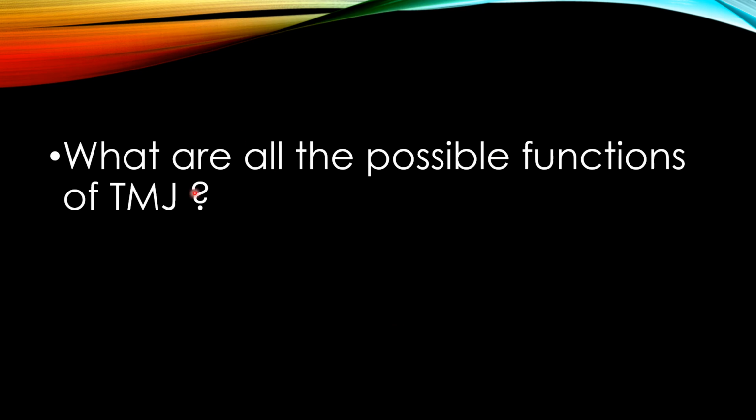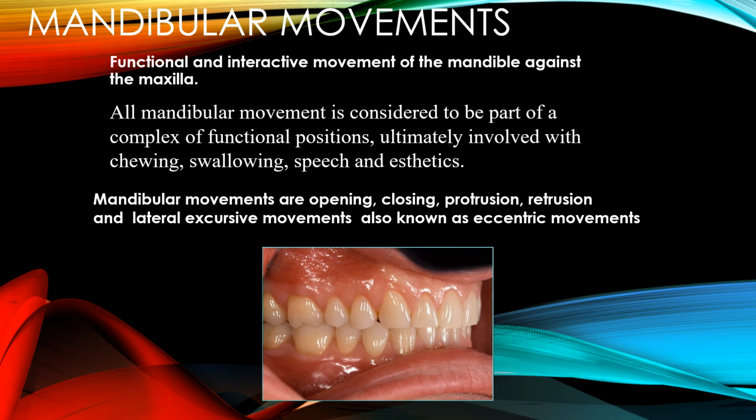So now we'll be discussing what the possible functions of the temporomandibular joint are. The functions of the temporomandibular joint are related to the mandibular movements, and these mandibular movements are actually the functional positions that are involved in chewing and swallowing, in speech and aesthetics. All of these movements take place through the temporomandibular joint, because the temporomandibular joint directs movement in the mandible.